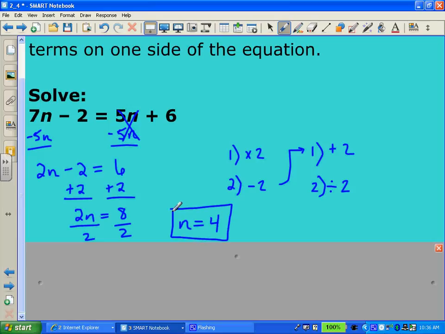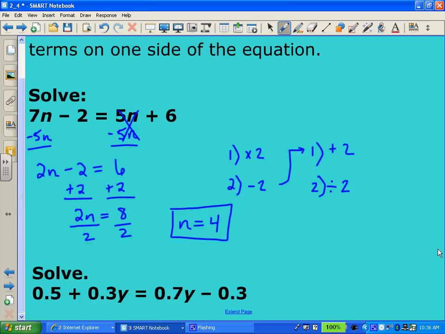So now I've solved that equation. As you can see, it's just kind of an extra step. Before I do what we've been doing before, I just got to get the variables together. Let's look at another one.